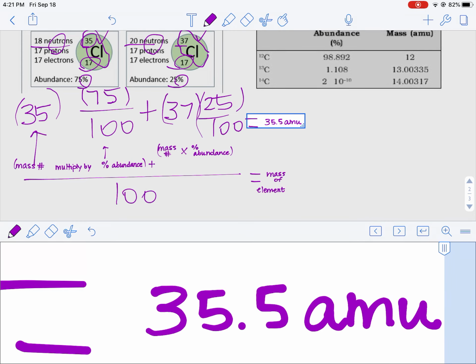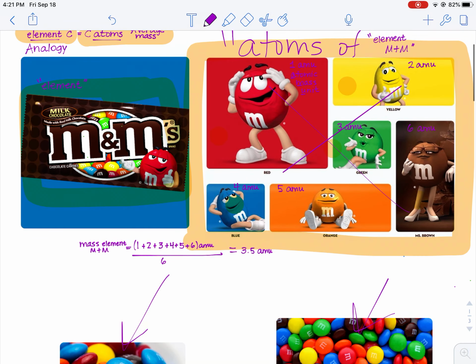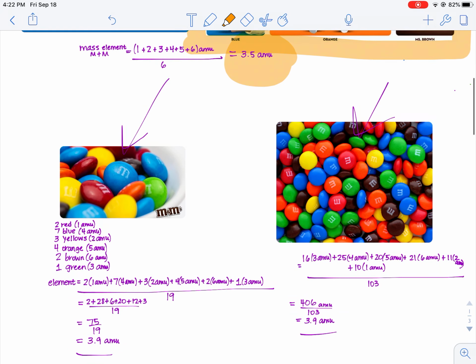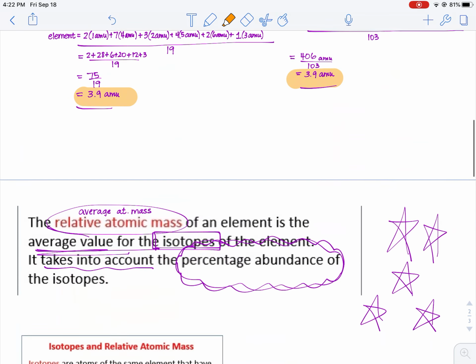Now hopefully that makes sense to you. Let's go back to our M&Ms for a second. If I really had equal numbers in my sample of every single color of the M&M candy, I should get an average mass of 3.5 atomic mass units. But in my two examples, I wound up with values that were greater than the average. Why? Well, it's because my samples had more atoms that were heavy compared to atoms that were less. So it's going to be higher than the average value.